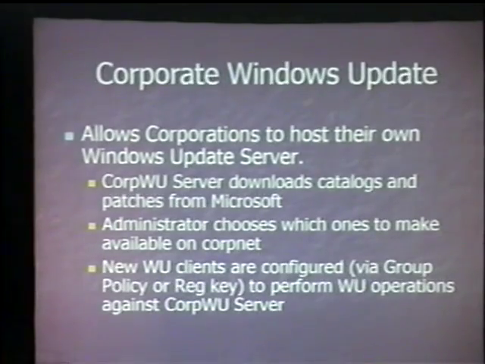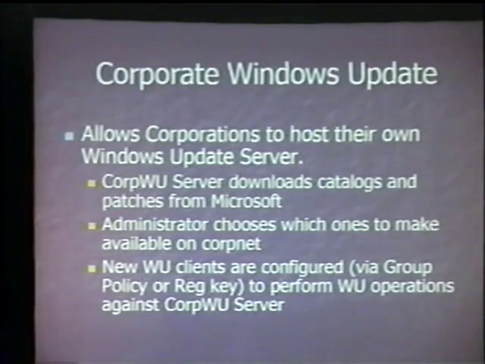Corporate version of Windows Update is another tool that we're coming out with, should be releasing shortly. This allows you to take the Microsoft Windows Update service and bring it into your own organization. So you can run your own Windows Update server behind your firewall. This corporate WU server will go out your firewall via port 80 up to the Microsoft Windows Update server, will download catalog files and patches down to your corporate WU server. So you get an exact copy of everything it has.